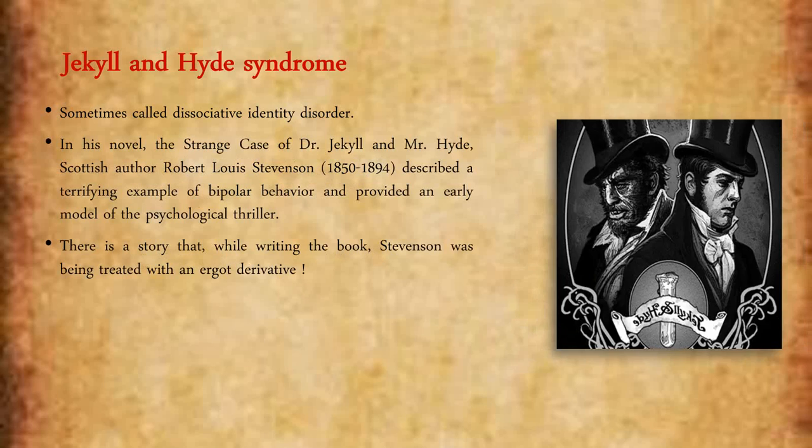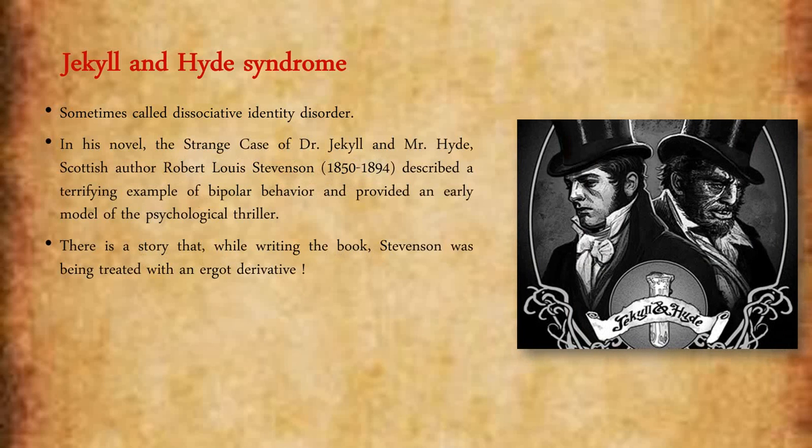Dr. Jekyll and Mr. Hyde syndrome, sometimes called dissociative identity disorder. In his novel, The Strange Case of Dr. Jekyll and Mr. Hyde, Scottish author Robert Louis Stevenson described a terrifying example of bipolar behavior. In the morning, he's a nice, innocent man, and in the evening, he's a killer. There is a story that while writing this book, Stevenson was being treated with an ergot derivative. So he was not normal.